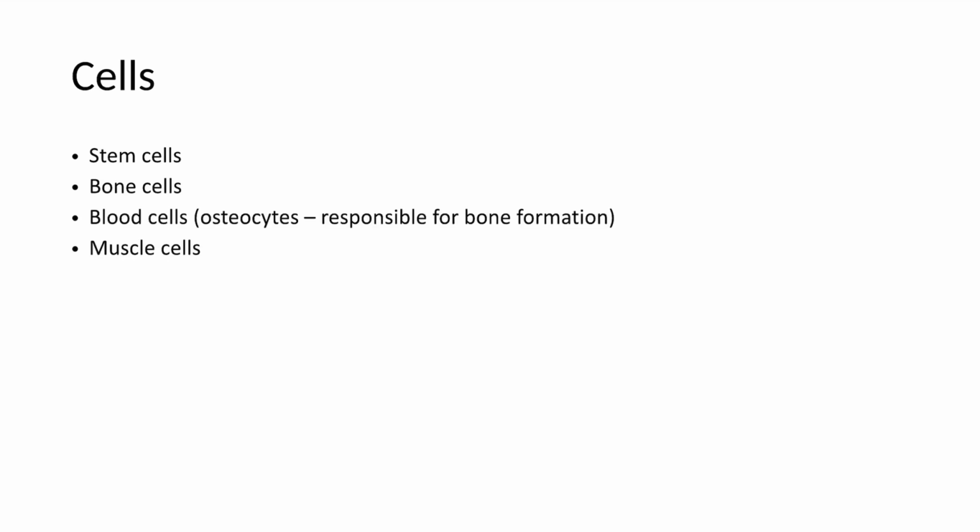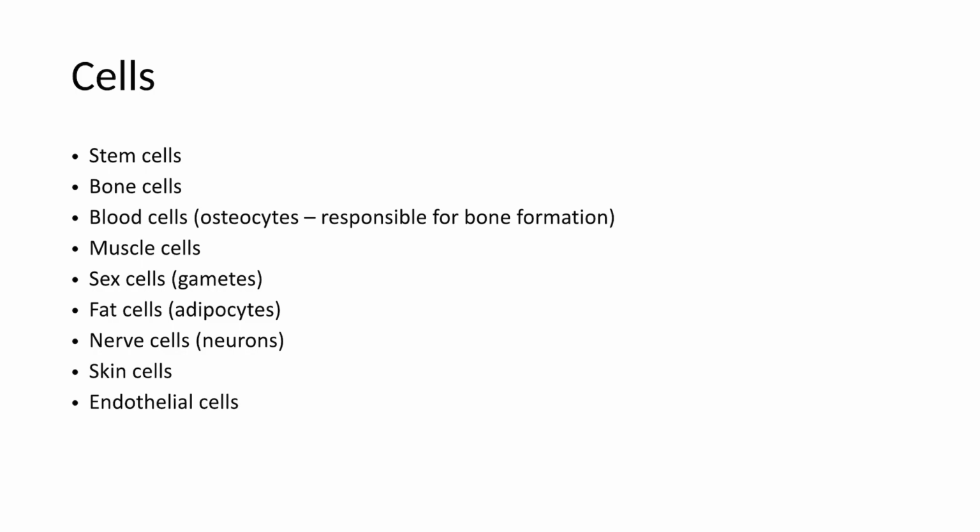There are different types of cells. We have stem cells, bone cells, blood cells, muscle cells, sex cells, fat cells, nerve cells, skin cells, endothelial cells, pancreatic cells, cancer cells. And some of the cells have specific names.